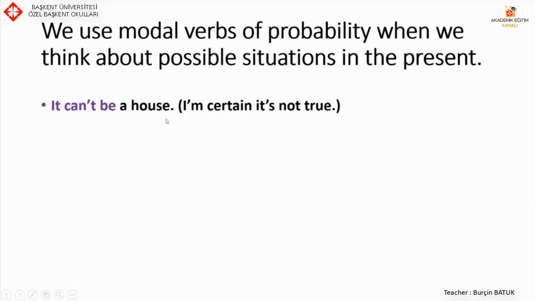Evet, birinci cümlemize bir bakalım. It can't be a house. I'm certain it's not true. It can't be. Evet, burada bir kesinlik durumu var çünkü I'm certain yani eminim bu doğru değil, bu bir ev olamaz diyoruz.